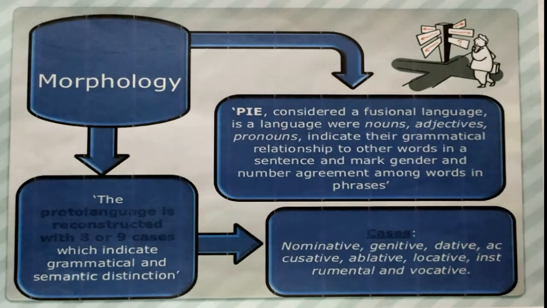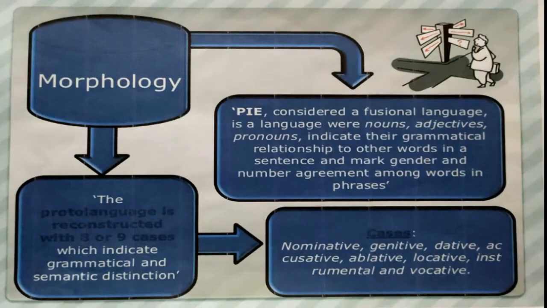Proto-Indo-European, considered a fusional language, is a language where nouns, adjectives, and pronouns indicate their grammatical relationship to other words in a sentence and mark gender and number agreement among words and phrases. There were the following cases in Proto-Indo-European: nominative, genitive, dative, accusative, ablative, locative, instrumental, and vocative.